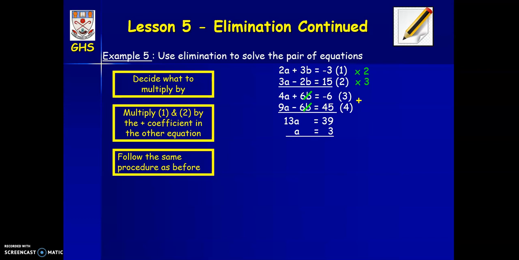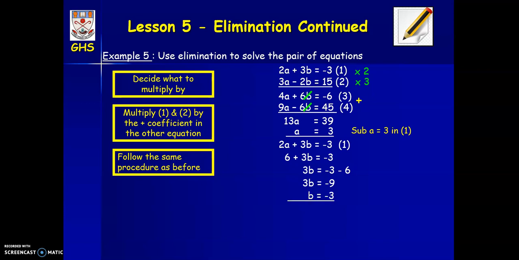Now to get the b term, we substitute a equals 3 into equation 1. So 2a plus 3b equals negative 3 becomes 6 plus 3b equals negative 3. 3b would therefore be negative 3 subtract 6. So 3b is equal to negative 9. Divide to get b equals negative 3. So our solution is 3, negative 3. a equals 3 and b equals negative 3.